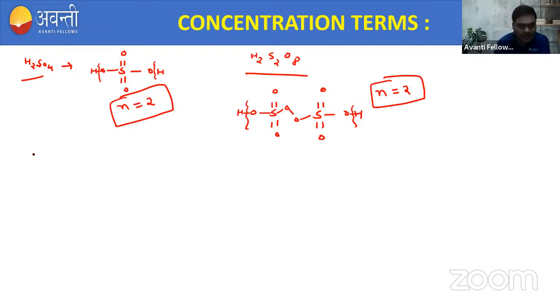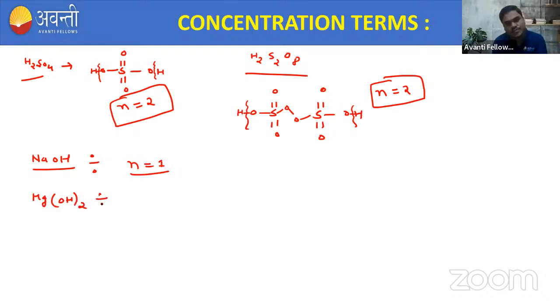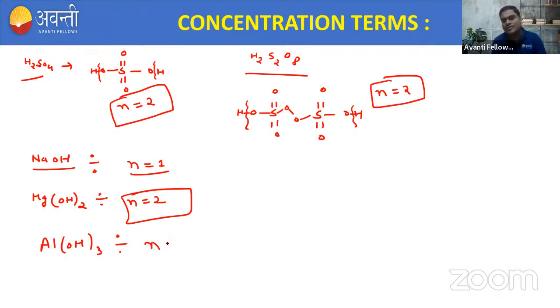Similarly, now if I'm talking about the base, so we have NaOH. So in NaOH, how many OH groups do we have? Only one group. So N is equal to nothing but 1. In case of Mg(OH)2, how many OH groups do we have? We have OH groups equal to 2. So in this case, N factor is 2. Similarly, in case of Al(OH)3, how many OH do we have? We have 3 OH. So N factor is nothing but 3.